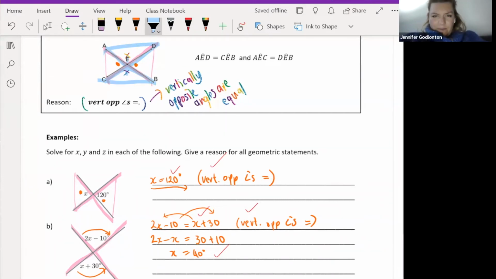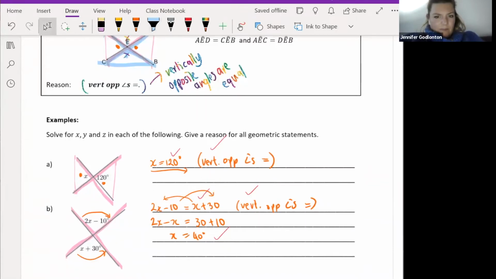Ma'am, would you not substitute, since you found x? Would you not substitute it inside the equation? Like 2 times 40 minus 10, and then you get 70, and then it's also parallel down there? No. We just want to find out what x is. All right, thank you, ma'am.